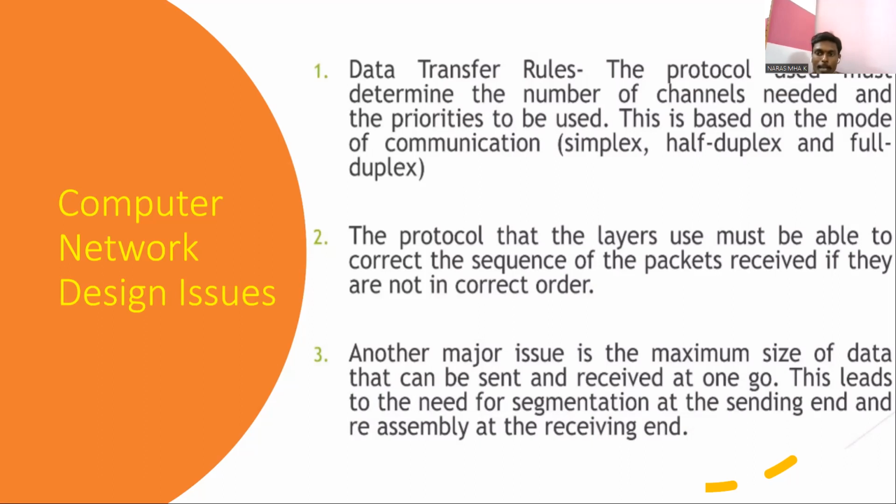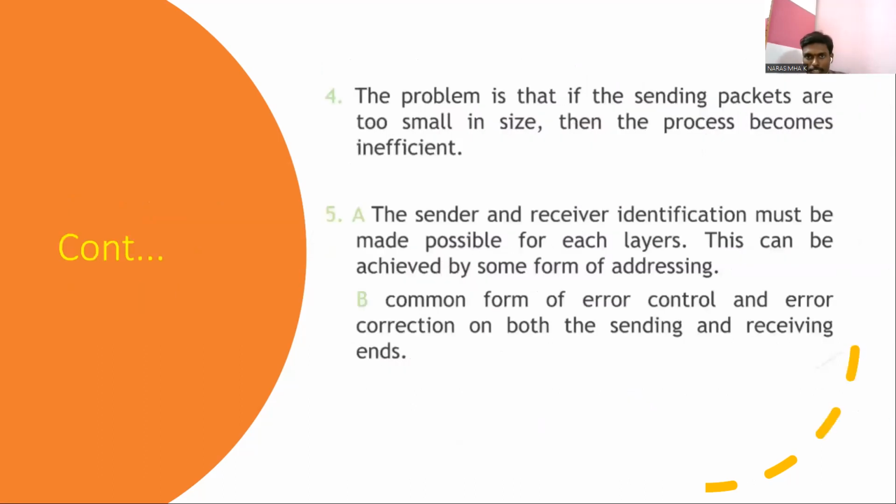Another major issue is the maximum size of data that can be sent and received at one go. This leads to the need for segmentation at the sending end and reassembly at the receiving end. Next, the fourth one. The problem is that if the sending packets are too small in size, the process becomes inefficient. As we all know, data information is sent in packets in the network layer. There are 7 layers, and in these 7 layers, the data is transferred from the sender to the receiver.